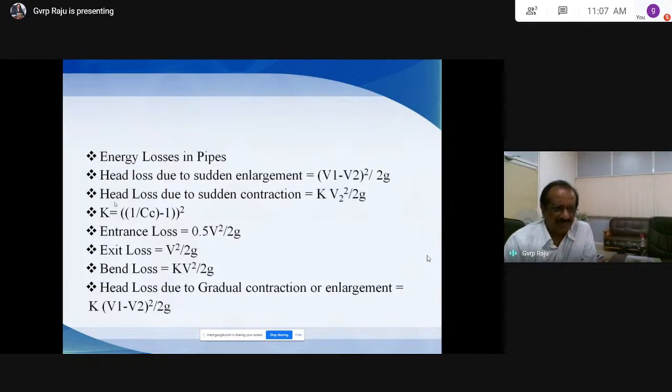So all these equations are very important. You may not get bend loss and head loss due to gradual contraction or enlargement, but all the above equations you should have at your fingertips.